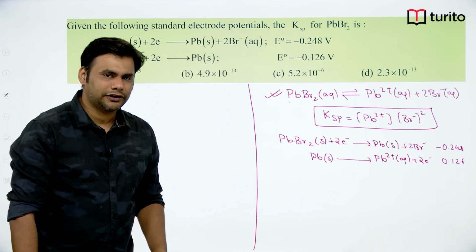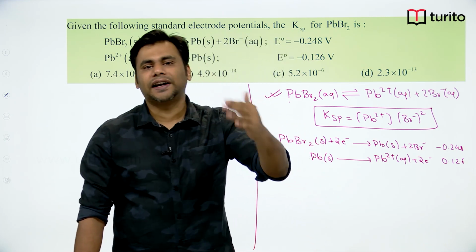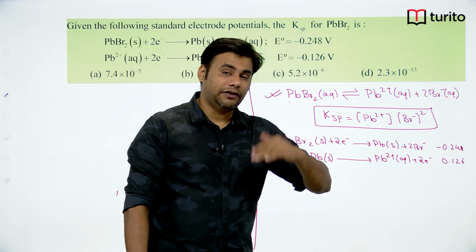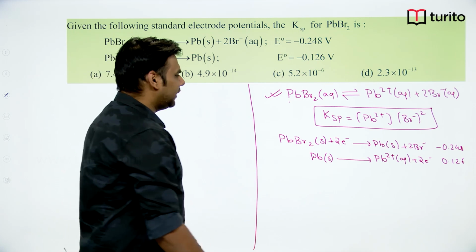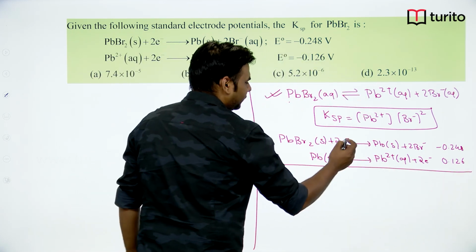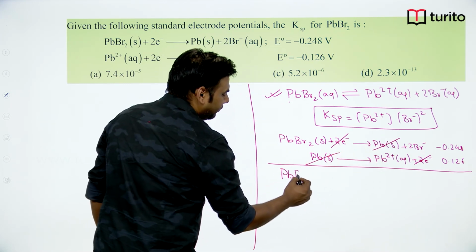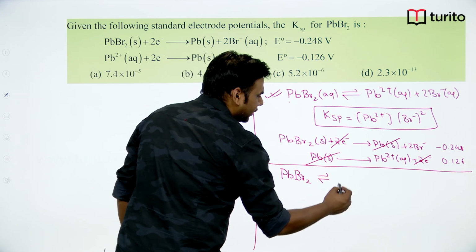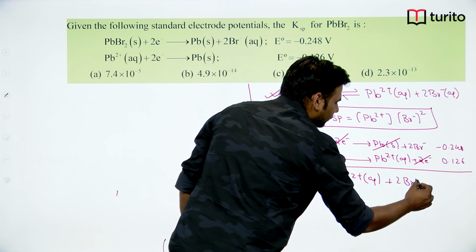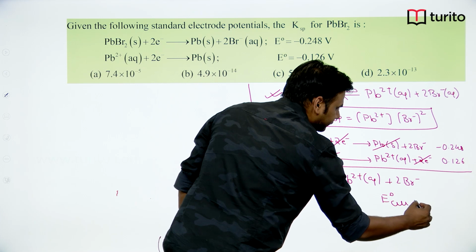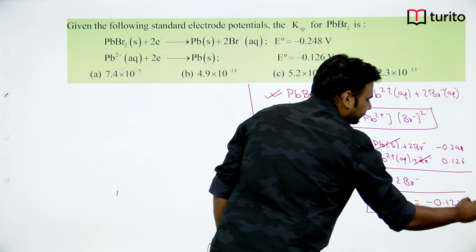I have already told you in the first class that the overall EMF is always the reduction potential of cathode minus the reduction potential of anode. But we can also use the reduction potential of cathode plus the oxidation potential of anode. Both are the same thing. So just add these two reactions. When we add, the electrons get cancelled out, the lead gets cancelled out. So we get PbBr2 changing into Pb2+ aqueous plus 2Br-. The E0 cell of this reaction is minus 0.122 volt. Hope this is clear to you.